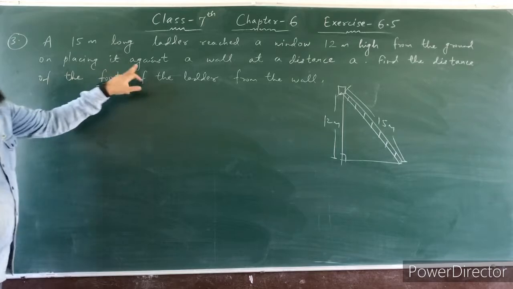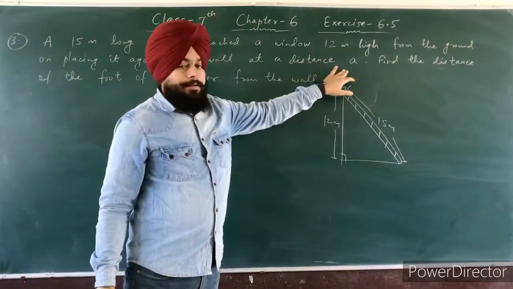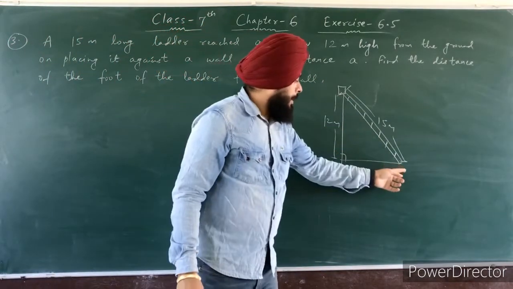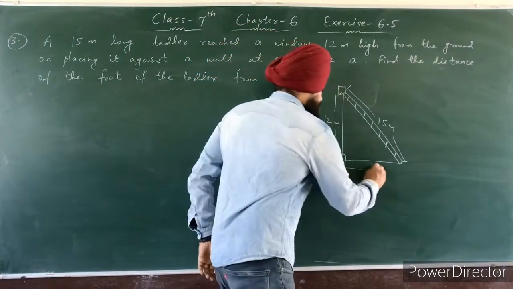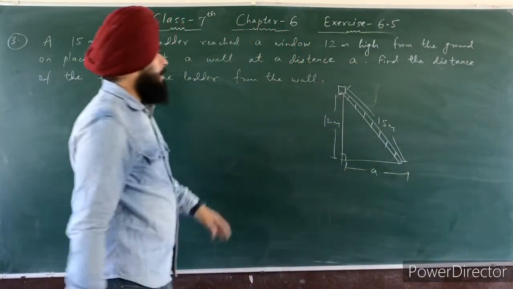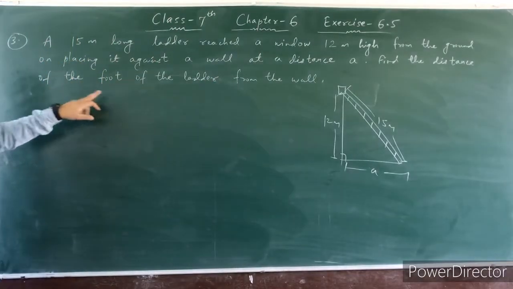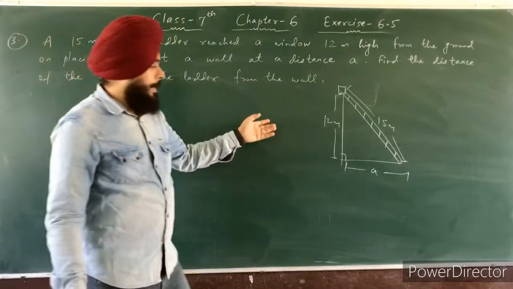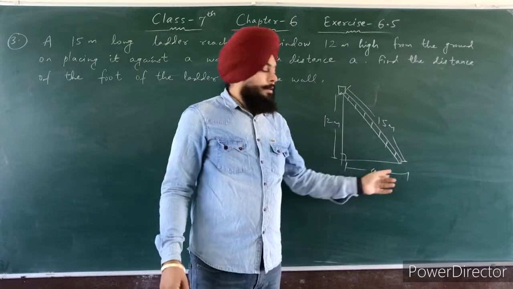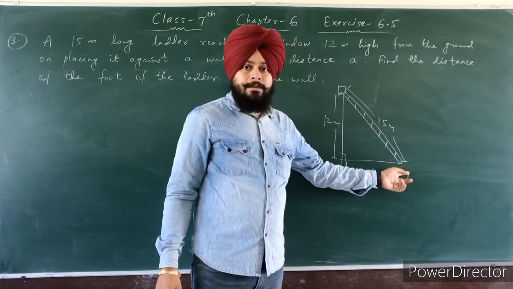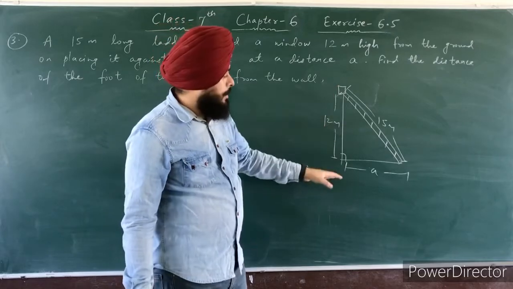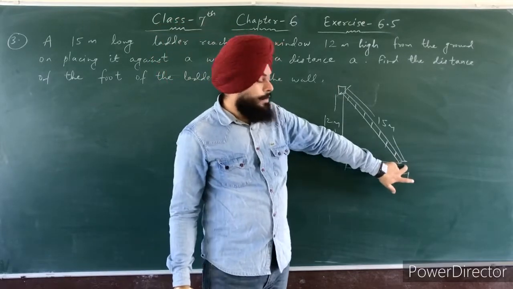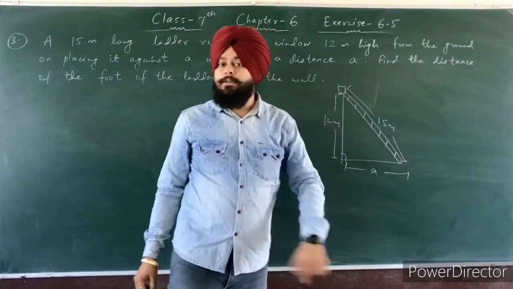On placing it against a wall at a distance A, the distance between the foot of the ladder and the base of this building is A. Find the distance of the foot of the ladder from the wall. So again, you have to find the distance of the foot of the ladder from the foot of the wall, that is, the distance between the base of the wall and the foot of the ladder.